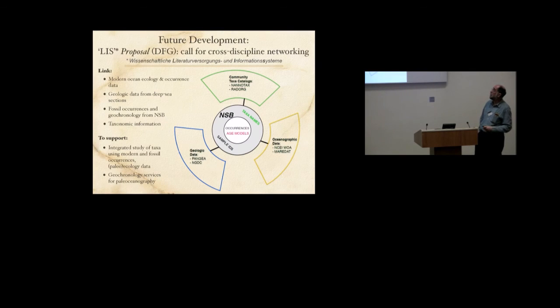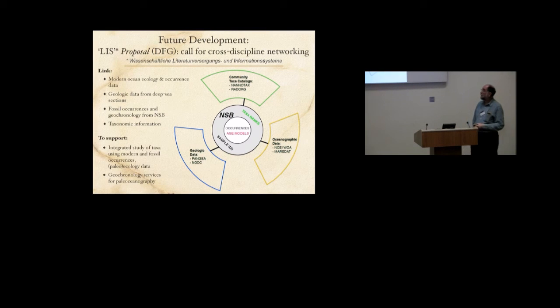So there was a recent call from the Wissenschaftliche Literatur Versorgungs- und Informationssystem division of the DFG, which I refer to for obvious reasons as LIS. It was for cross-disciplinary networking. So we put in a proposal, which probably has a 10% chance of being funded, which would give us the chance to link some of these types of data together: modern distributions and oceanographic data, archives like Pangea and NGDC, the community catalogs, and use the fact that NSB has within it the key cross-linking information that would allow us to put all this data together.